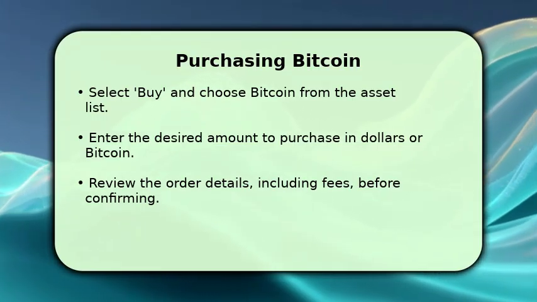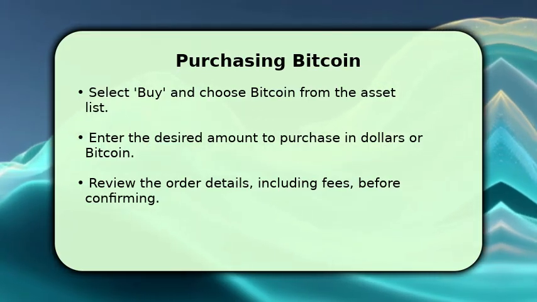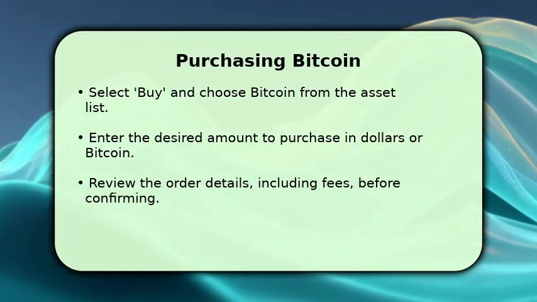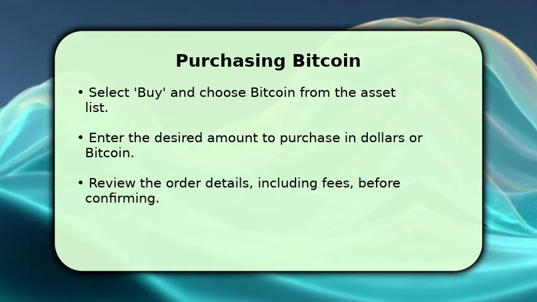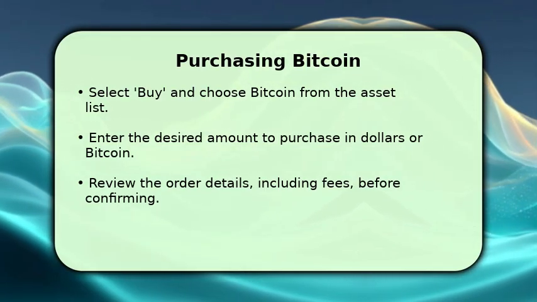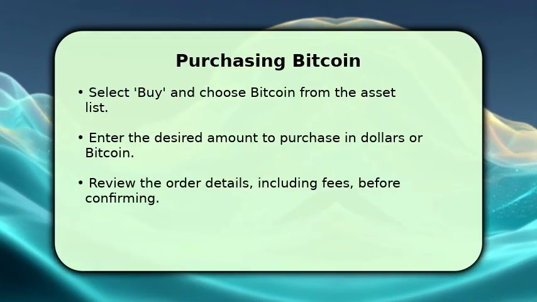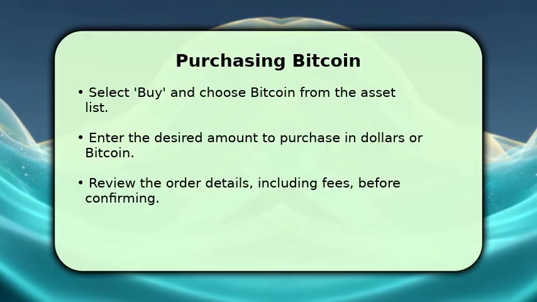Tap the Buy button and select Bitcoin from the list of available cryptocurrencies. You can enter the amount you want to spend in US dollars, for instance, $25, or specify a certain amount of Bitcoin. The app will show you the current price and any associated fees. Always review these order details thoroughly before you confirm your purchase.